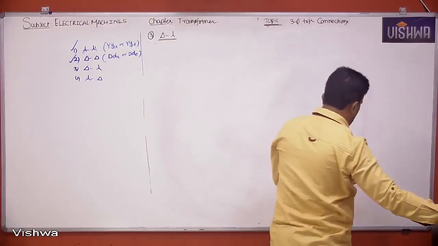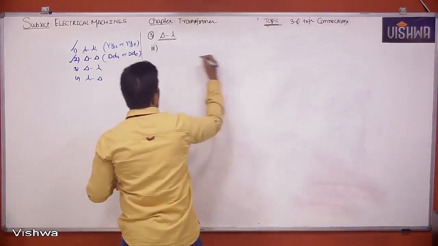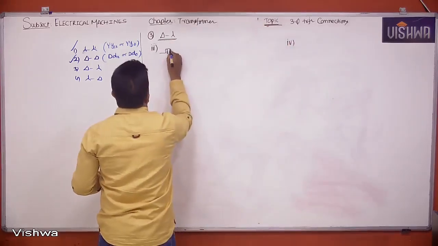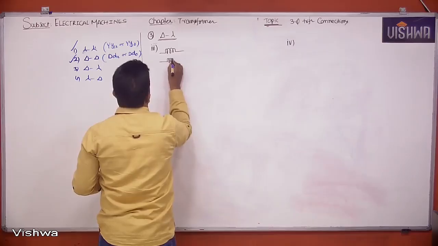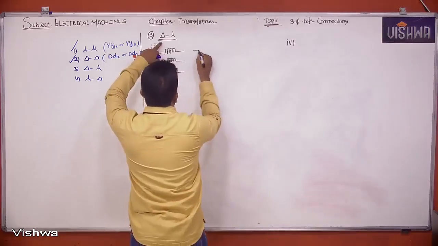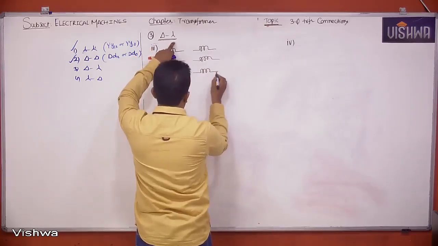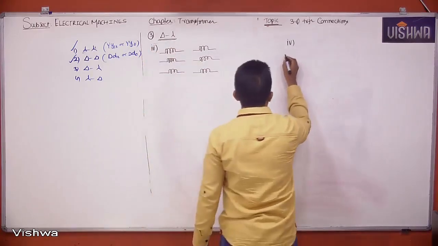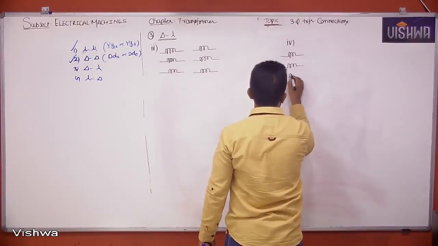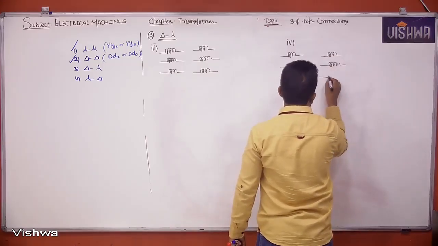So in delta star, let me take case 3, I mean case 4. Let me take once again: the primary side will have 3 windings because it is delta, and the secondary will have 3 windings because it is star. Once again, the primary will have 3 windings and the secondary side will have 3 windings.